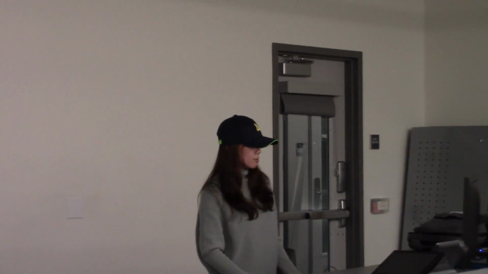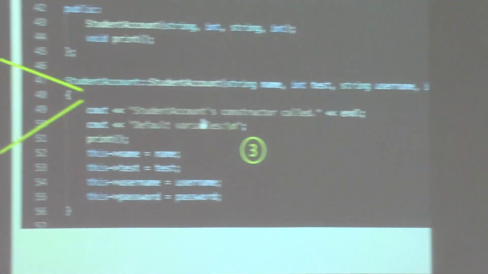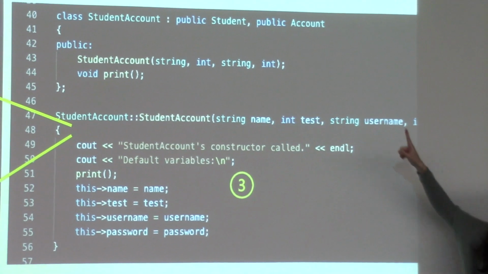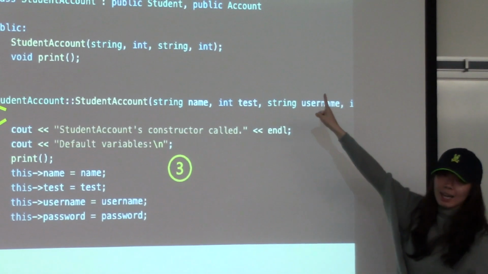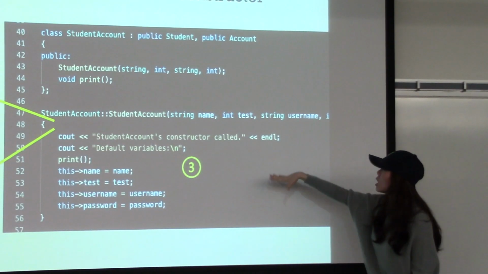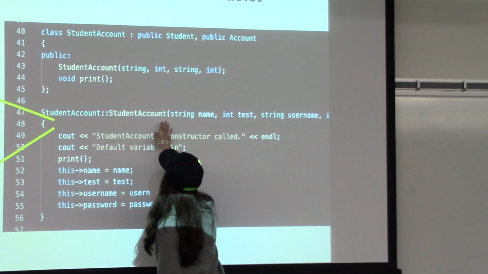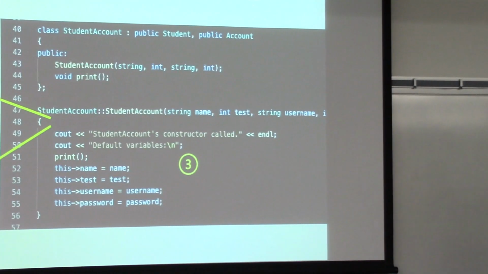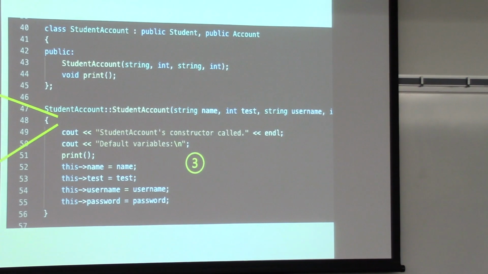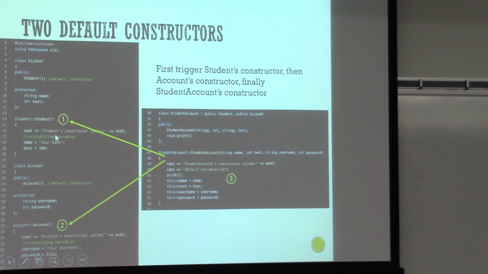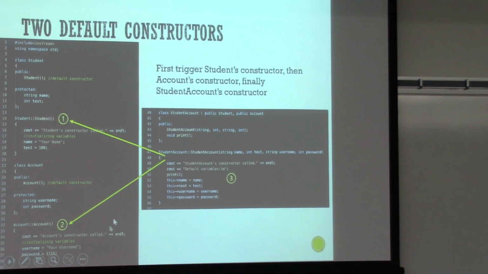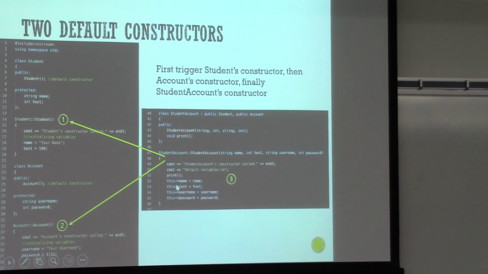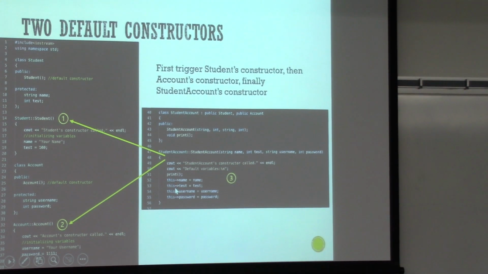So if I zoom in over here, my first class that's being derived from is student. The second one is account, right? Therefore, when I am inside my student account constructor, with two default constructors, it will run student first, and then it will run account. And finally, it will run the rest of your student account constructor.